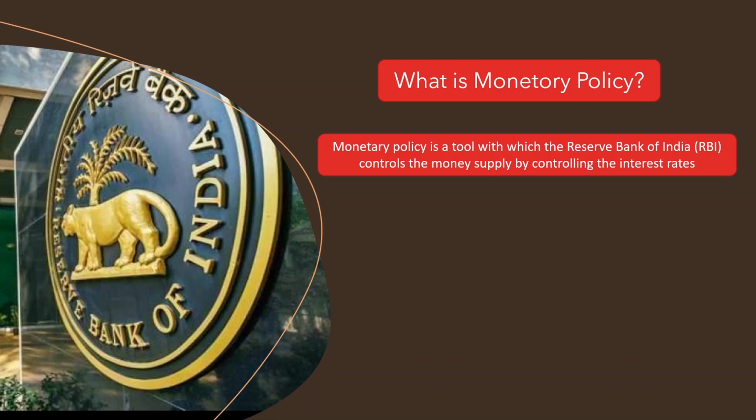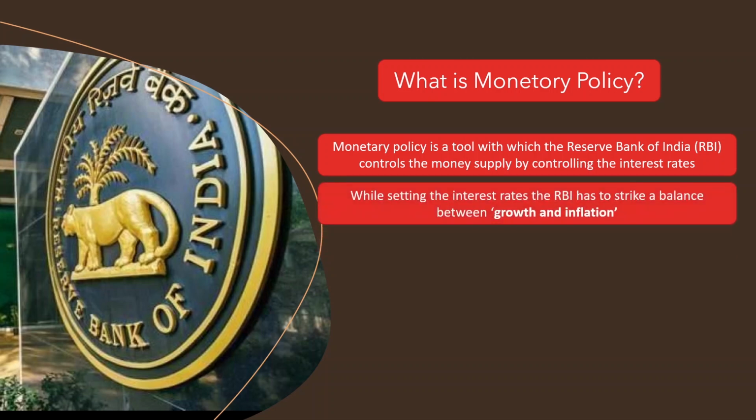RBI is India's central bank. World over, every country's central bank is responsible for setting the interest rates. While setting the interest rates, the RBI has to strike a balance between growth and inflation. In a nutshell, if the interest rates are high, that means the borrowing rates are high, particularly for corporate companies. If corporates can't borrow easily, they cannot grow. If corporations cannot grow, the economy eventually slows down.